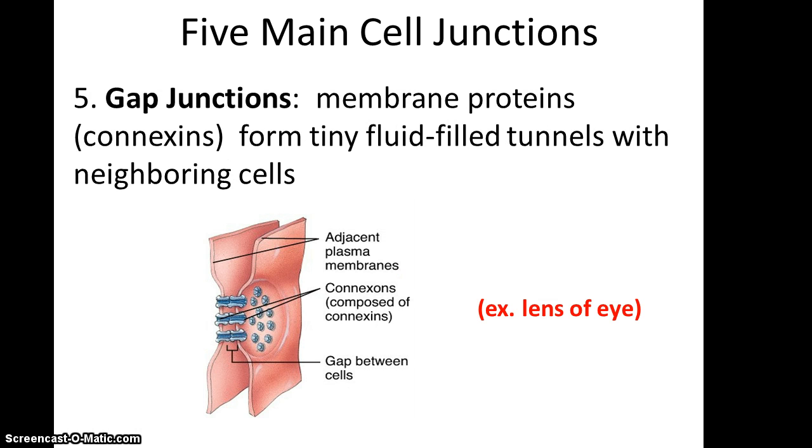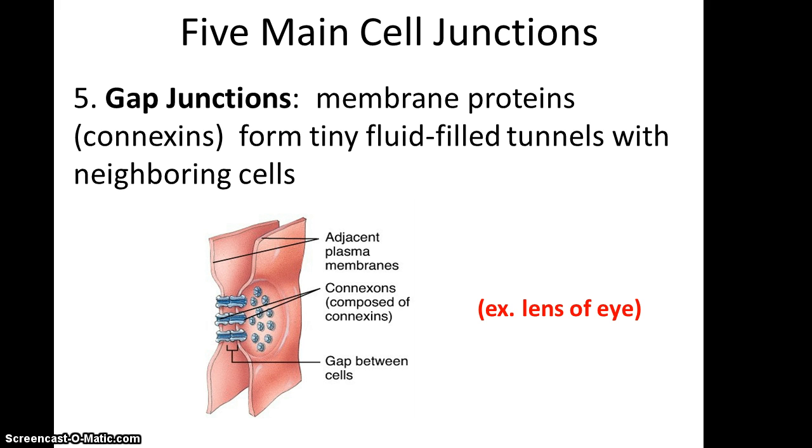And then finally you have gap junctions. Gap junctions are basically membrane proteins that form tiny fluid-filled tunnels with neighboring cells. So basically you get a channel connecting the cytosol of both cells. This is especially important in areas where you do not have vascularization. So for instance, the lenses of the eye. We do not want blood vessels going through the lens of our eye, giving us red streaks.